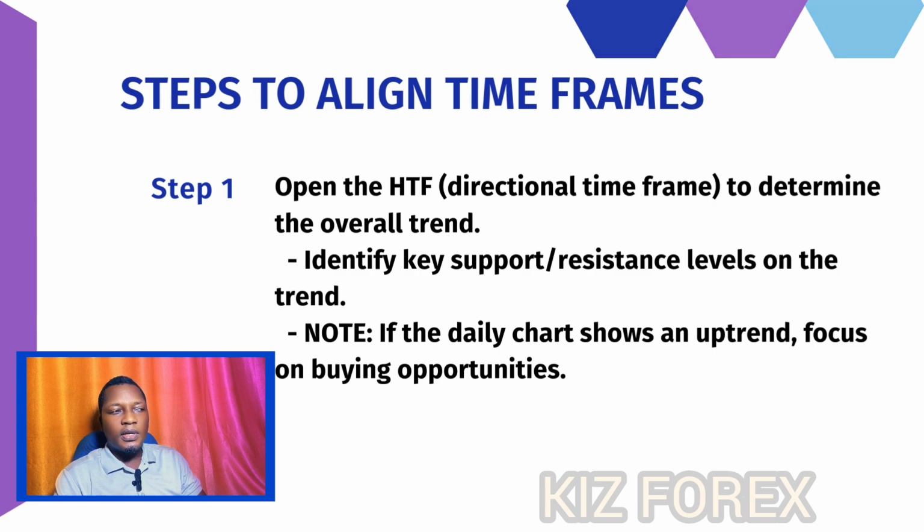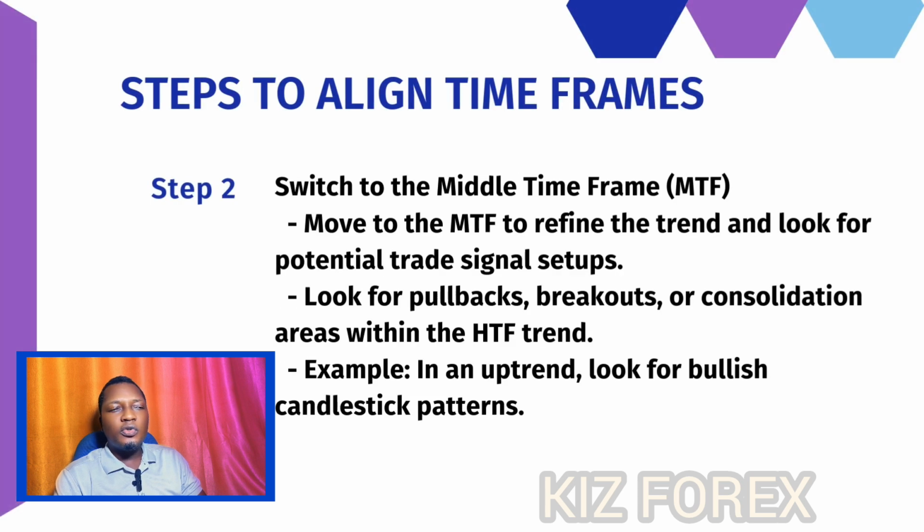Step number two. Now, you switch to your middle time frame. When you are in your middle time frame, what you should be doing is looking for a refined moment where the buyer or the seller took over the market to give you a precise signal into the market. You will also be looking out for a pullback, a breakout, a consolidation, and a trend signal. For example, if you are in an uptrend, look for bullish candlestick patterns and ignore any bearish candlestick that you see.